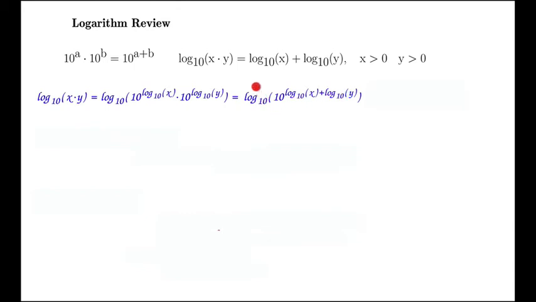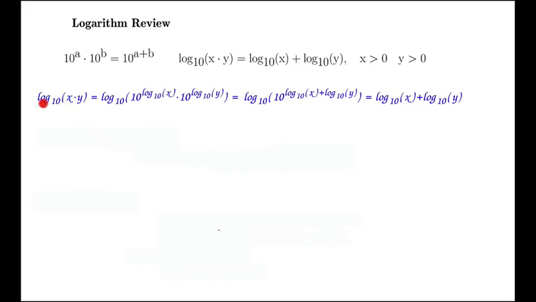Now look at what happened. I've got log base 10 of 10 to the something, but log base 10 of 10 to the anything is just that anything. So the 10 and the log base 10 undo each other, and we're just left with that exponent, log base 10 of x plus log base 10 of y. So I can simplify this because log base 10 undoes 10 to the exponent.